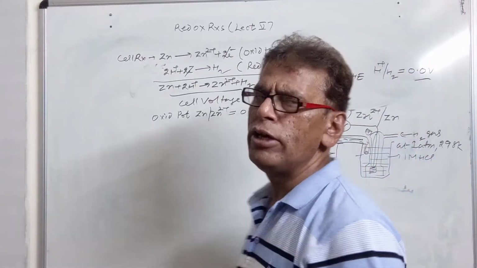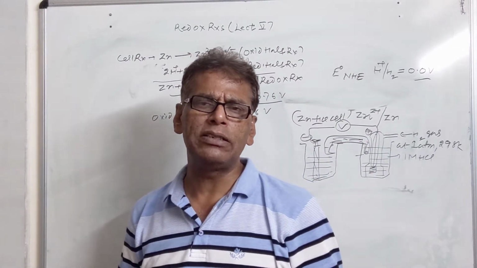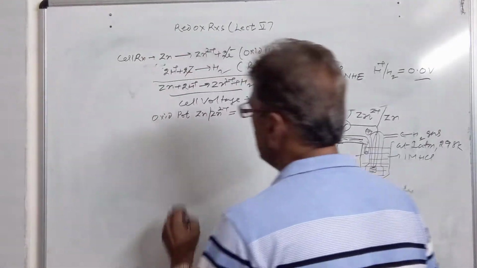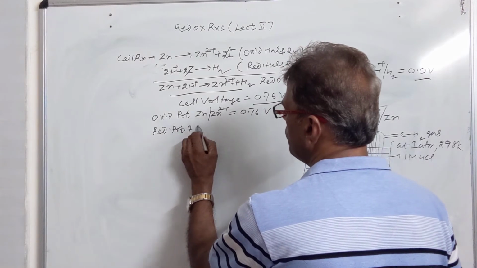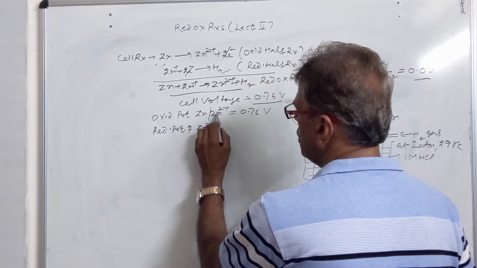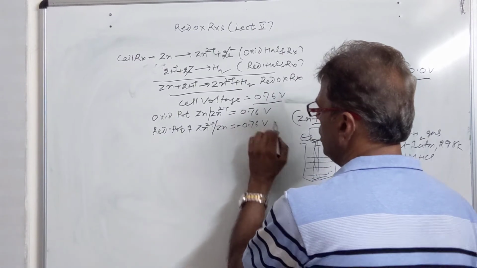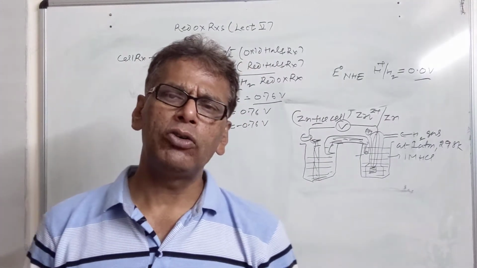But according to IUPAC convention, all the electrode potentials should be expressed in terms of reduction potential. So this potential will change into reduction potential. Therefore, the reduction potential of the zinc electrode: this representation is reversed and the sign is changed here. This will be 0.76 volts. So this is actually the measurement of oxidation potential.